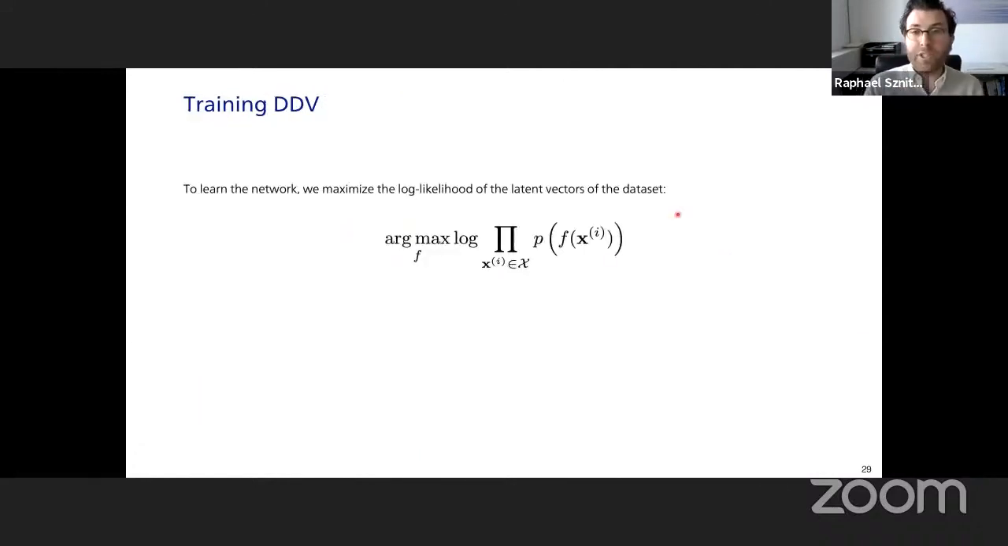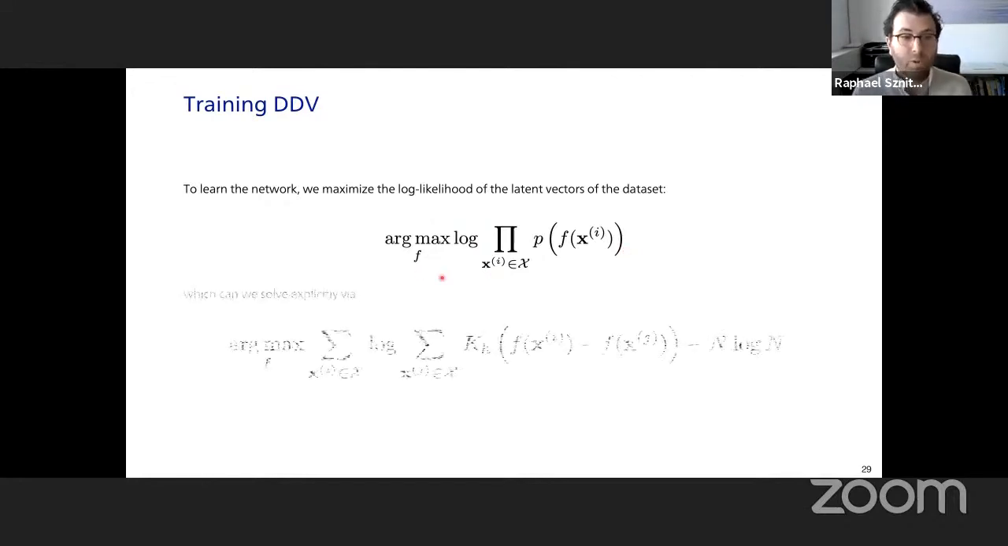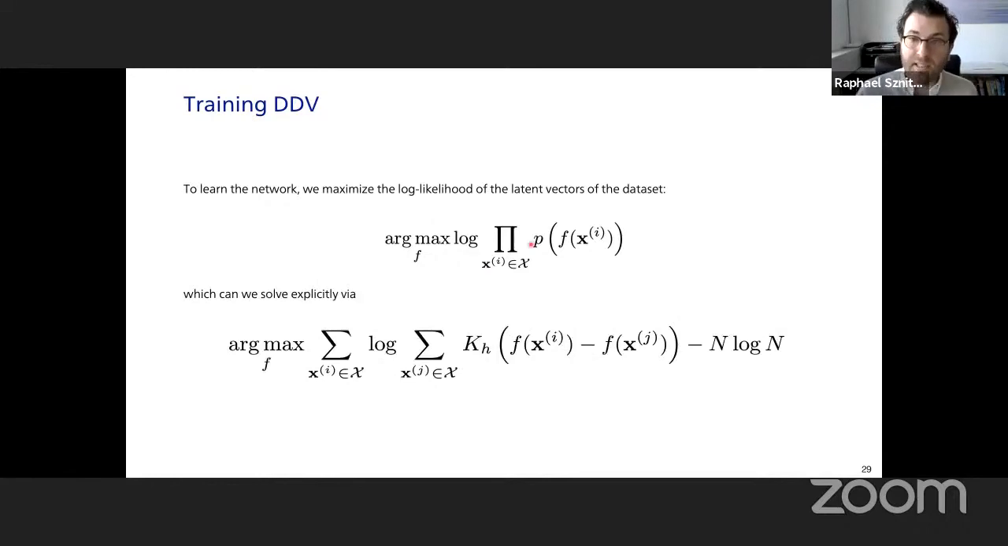So how do we actually train this in order to get something that's doing well? We are just going to maximize the log likelihood of the latent vectors in the data set. So really explicitly trying to optimize this function. So we can do this by replacing the density by the kernel density estimation, and we can have this factor. This term at the end is irrelevant from the perspective of the network optimization. So what we end up having is really optimizing this term here.